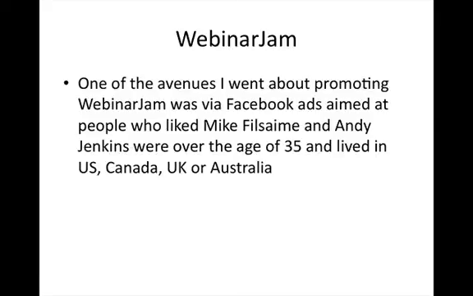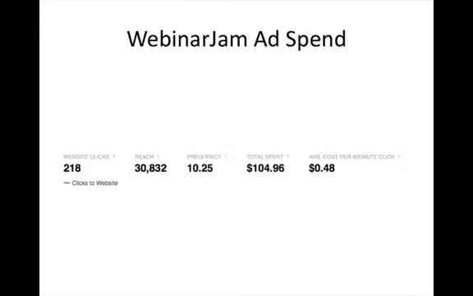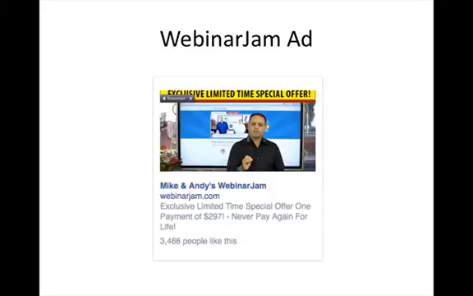WebinarJam. Now, one of the ways that I promoted WebinarJam was with Facebook ads. This is a product by Mike Filsaime and Andy Jenkins. So I targeted people that like Mike Filsaime and Andy Jenkins who are over the age of 35 and lived in the US, Canada, UK, or Australia. And so I got over 200 clicks. We reached 30,000 people. People saw this ad on average 10 times. I spent $104.96, and I spent basically 48 cents per click on average.